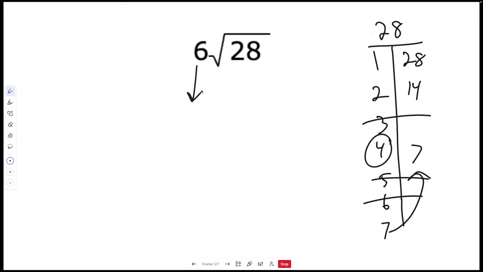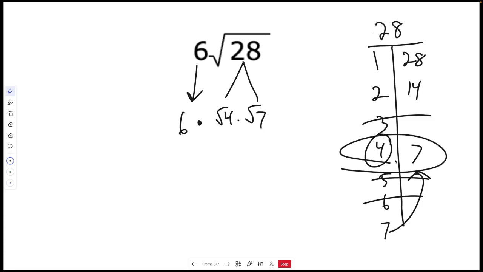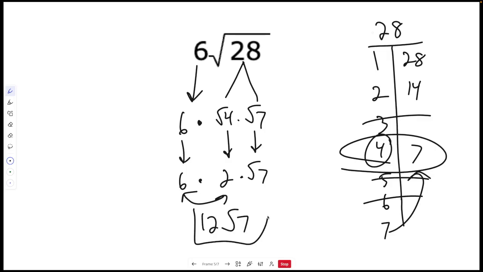So bring down your 6, remember this is times, split the 28 into the square root of 4 times the square root of 7. We got that from the table. And then we know the square root of 4 is 2, square root of 7 is still the square root of 7, and the 6 just stays the 6. Now we multiply our regular numbers. 6 times 2 is 12, square root of 7, and this is our final answer.